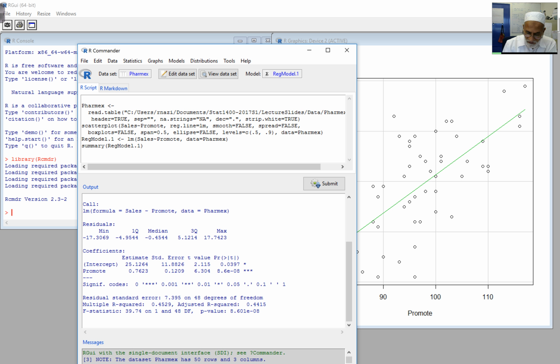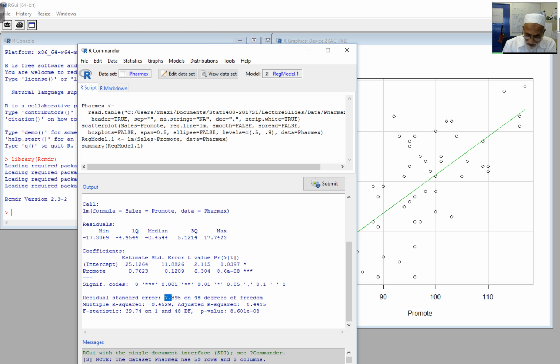And so what you'll find here is it doesn't actually give you another table. What it gives you is, first of all, the intercept. The value is 25.1264, and you can compare this with the calculations earlier. And promote is 0.76203. It gives you the standard errors of those things. It gives you the t-value, so it's basing these on a t-test, and the p-value. So here's the p-value we had before, 8.59 times 10 to the negative 8. Now, the residual standard error here is 7.395 on 48 degrees of freedom.